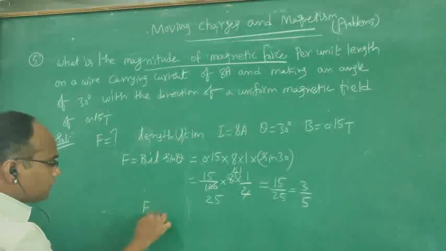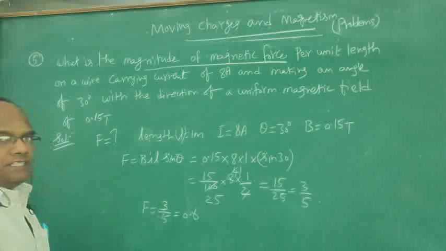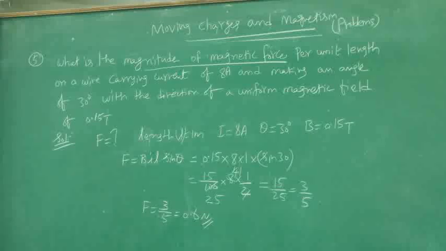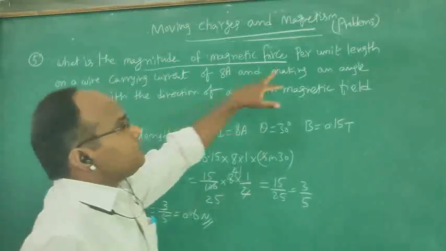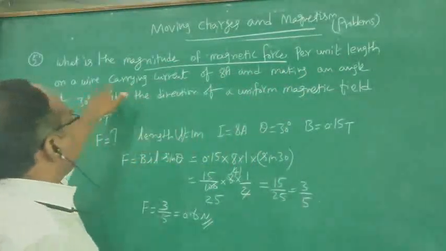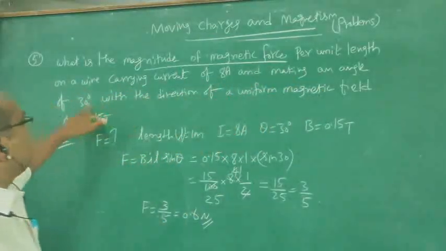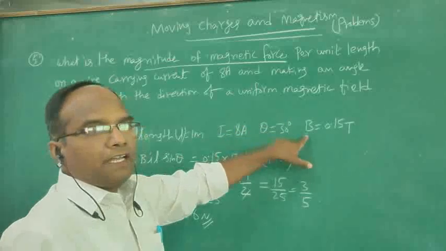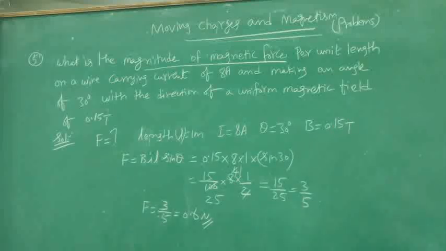So what is the unit of force? Newton. So 3 by 5. 3 by 5 means 0.6. And what is the unit of force? Newton. So here we have to remember, magnitude of magnetic force per unit length means length is 1 meter, and they have given the current of 8 ampere, making an angle of 30 degrees, meaning theta is equal to 30 degrees, and the uniform magnetic field B is equal to 0.15 Tesla. So by seeing this, which formula we have to apply? F is equal to BIL sin theta.